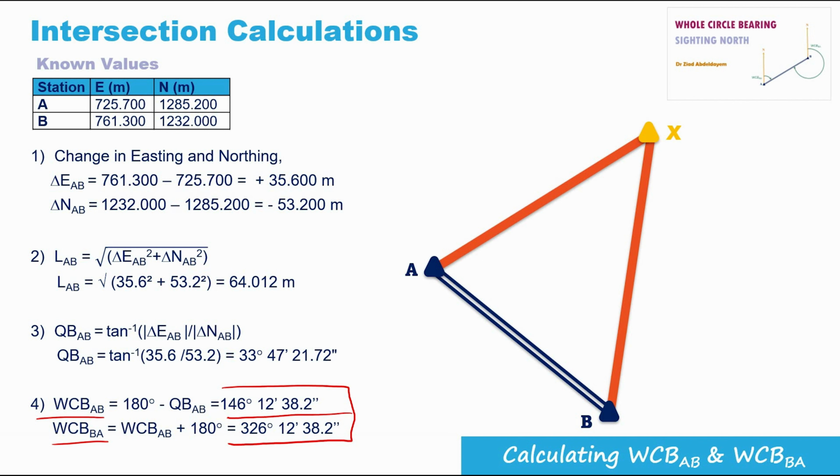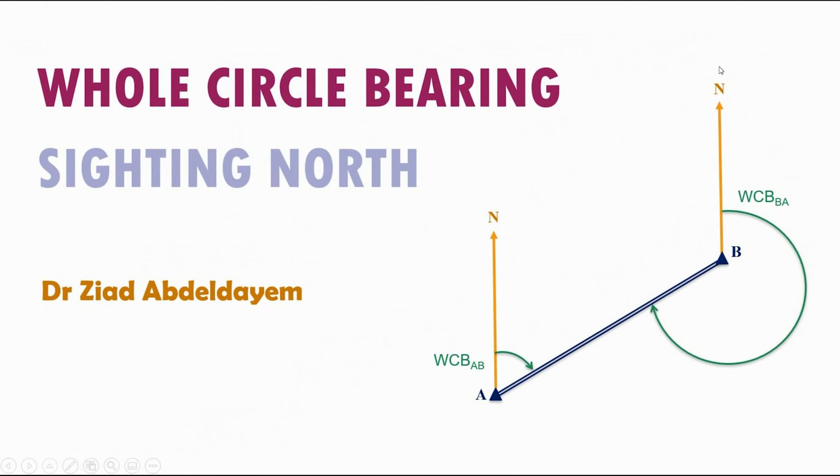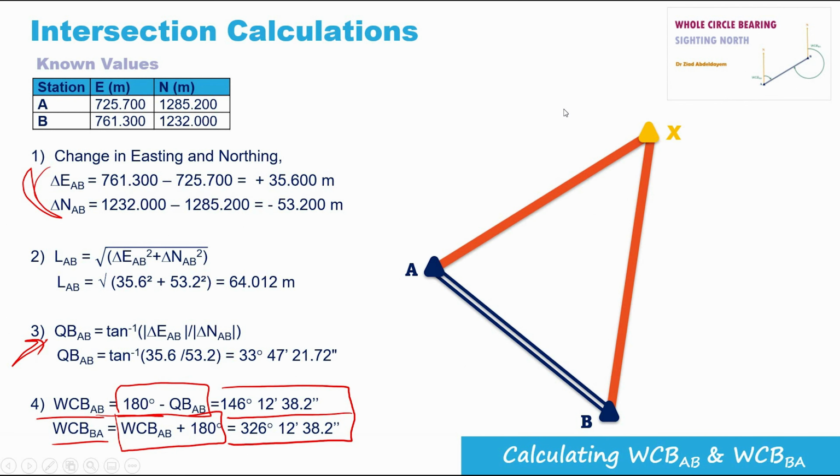Okay, guys, now we have calculated the whole circle bearing of line AB and of line BA. Before we move to the next stage, I would like to remind you that if you have any issue with this stage, if you don't understand what the quadrant bearing is, what the change in easting and change in northing are, why here it's 180 minus the quadrant bearing, or why the back bearing is the whole circle bearing plus 180 degrees, please stop here and go to the video on whole circle bearing. Watch that video because it's very important to understand it, and then return here and continue on this video. So let's go ahead, guys.